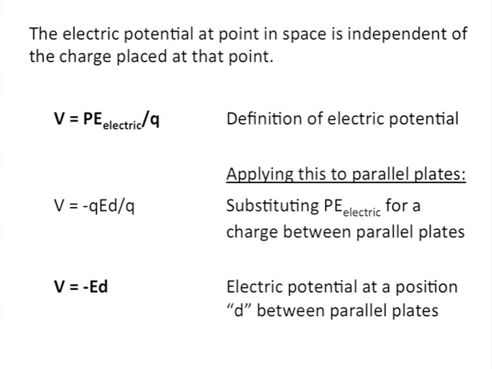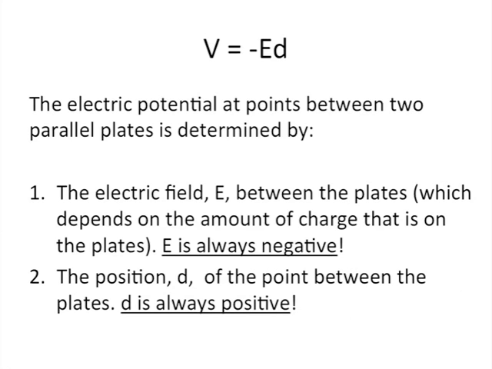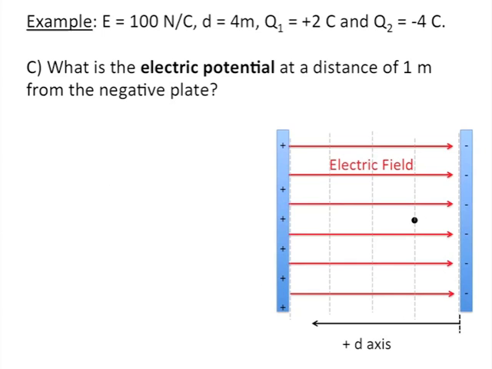So we'll have two equations for potential. One that has to do with the electric potential energy per unit charge, and one that relates potential to electric field and position. That one's just for parallel plates. The electric potential at points between two parallel plates is determined by the electric field between the plates, and remember that the electric field is always negative, and the position D of the point between the plates, and D is always positive. So once again, you can see that the potential, electric potential, is always going to come out to be a positive number. Let's take a look at another example.